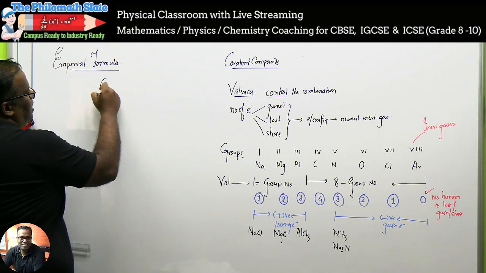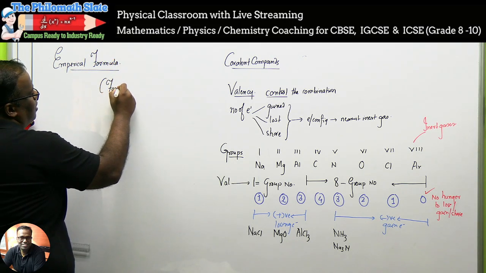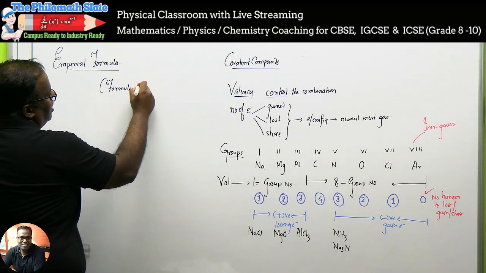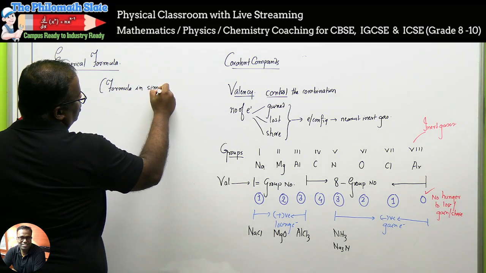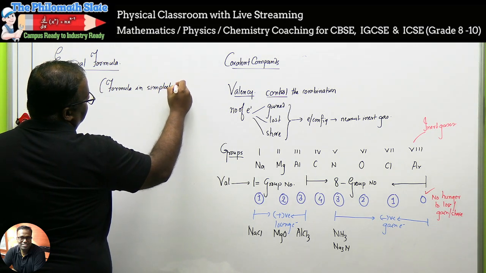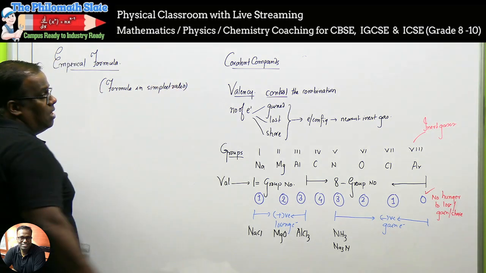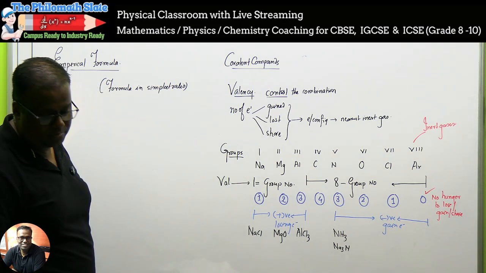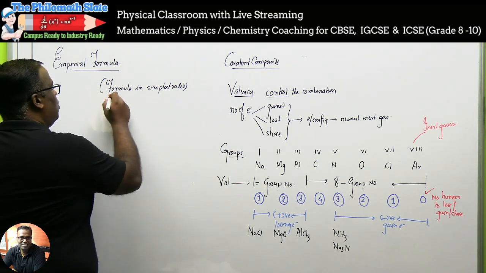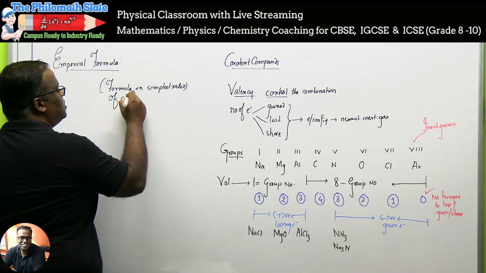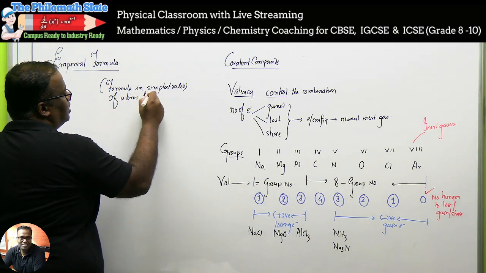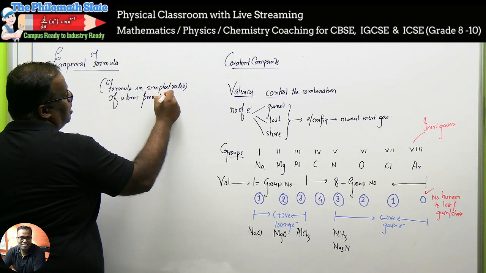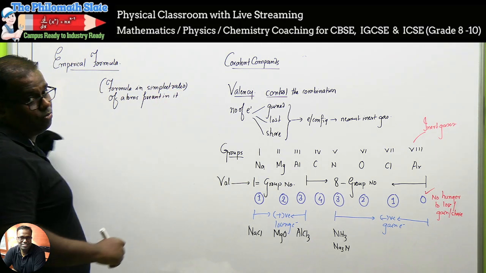Empirical formula is a formula in simplest ratio. Empirical formula is a formula which is in simplest ratio of atoms present in it.